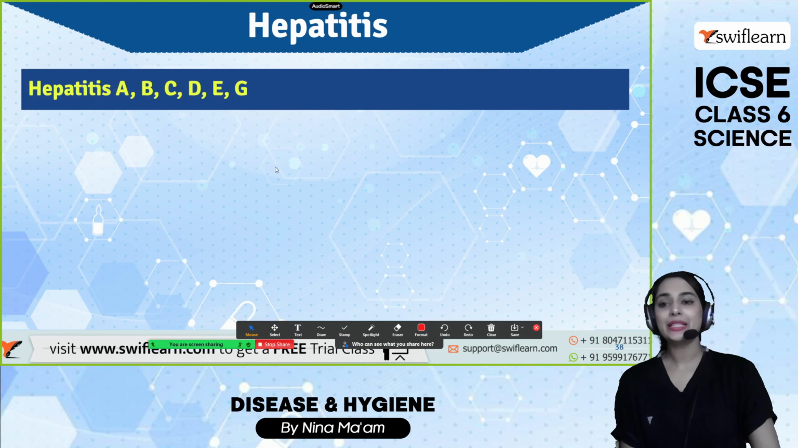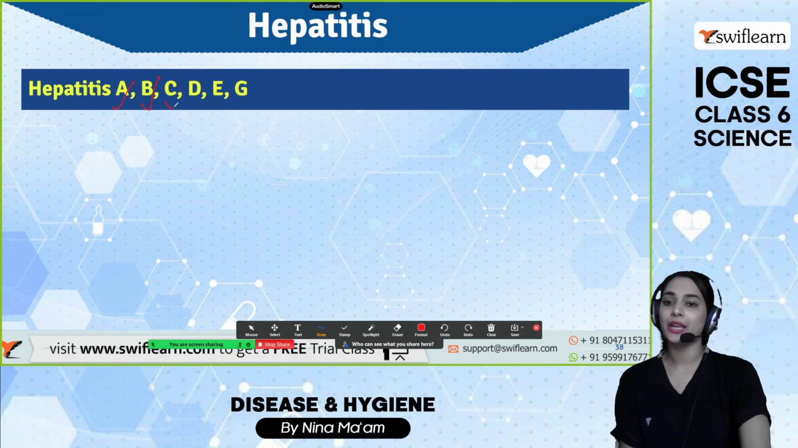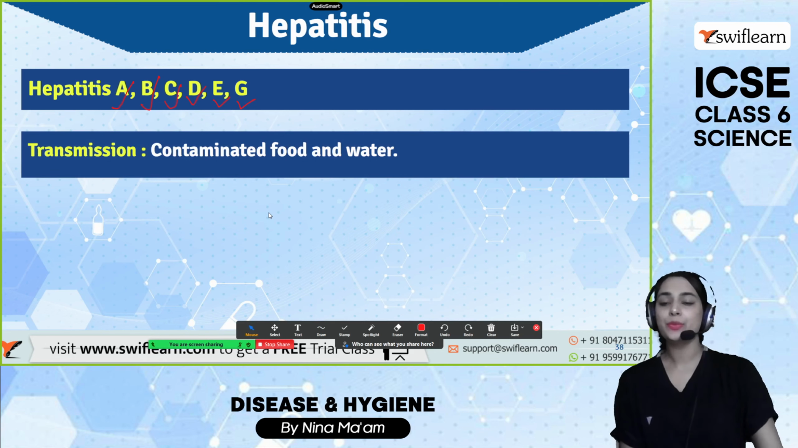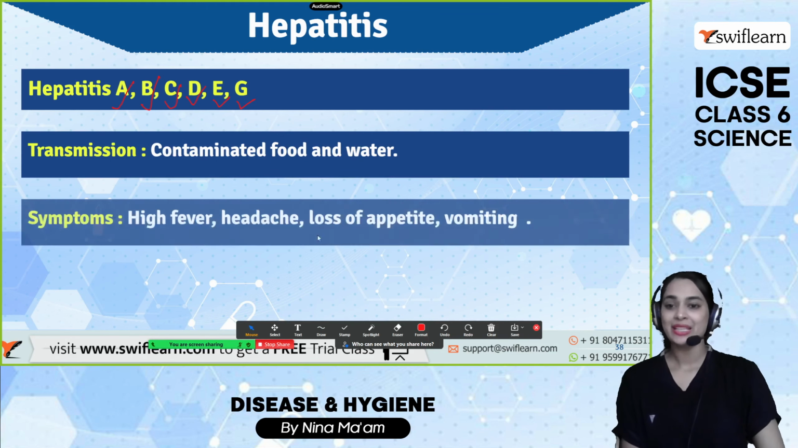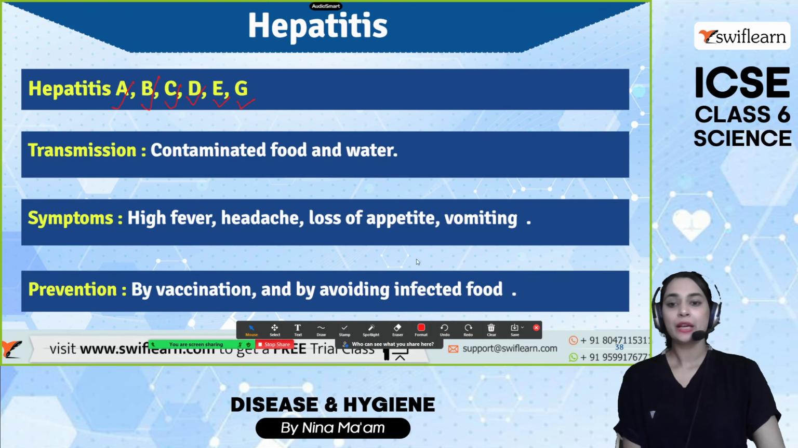Hepatitis. Hepatitis can be divided into several classifications: hepatitis A, hepatitis B, hepatitis C, hepatitis D, hepatitis E. And over here, transmission is through contaminated food and water. Symptoms of hepatitis are high fever, headache, loss of appetite, and vomiting. And how can we prevent it? By taking vaccination and avoiding infected food. So we have to be very careful when it comes to food intake.